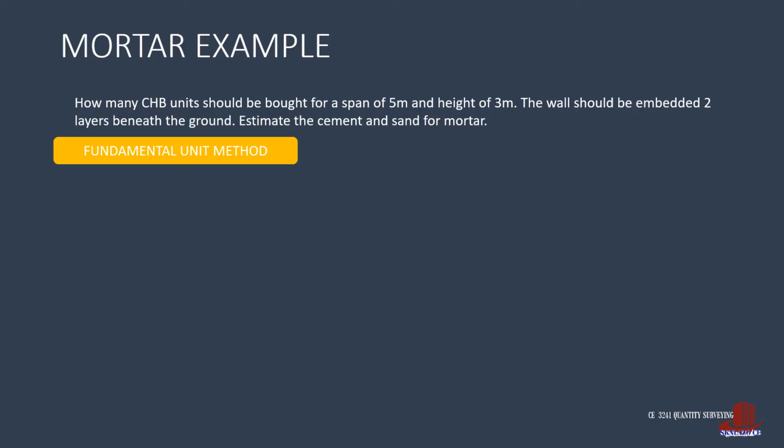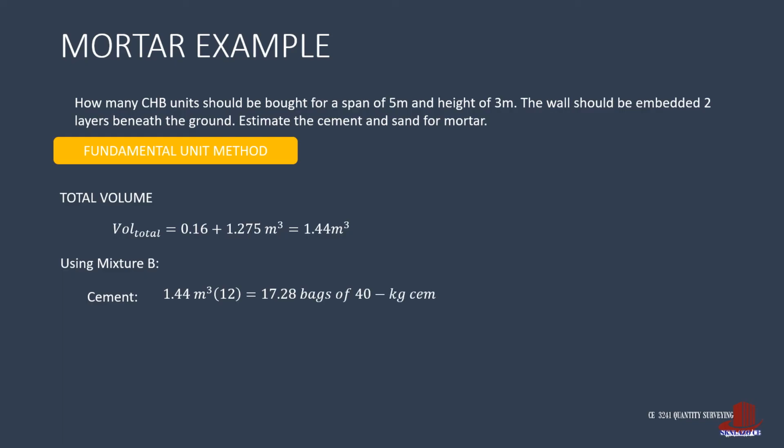From both computations, the resulting required volume of mortar for the wall is 0.16 plus 1.275, or that is 1.44 cubic meters. Assuming we use Class B mixture, that will entail 12 bags of cement per cubic meter required, so cement is the required volume 1.44 cubic meters by 12, and that is 17.28 bags of 40 kilogram cement. Sand requires 1 cubic meter per volume, so sand is computed as the volume, which is 1.44 cubic meters of river sand.